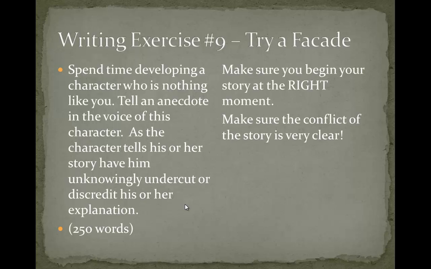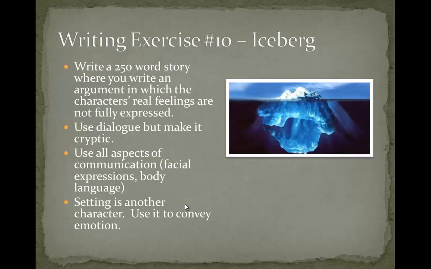You want to make sure you begin your story at the right moment. Okay, don't have a long exposition telling us who this character is, who they dream of being, where they're at. Just put us in the middle of it and then describe it as you're there. Okay, and make sure the conflict of the story is very, very clear. This person needs or wants something, and we want to know what it is. Okay, that's your first writing exercise.